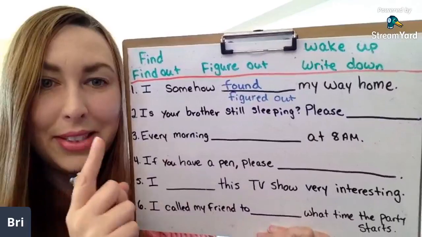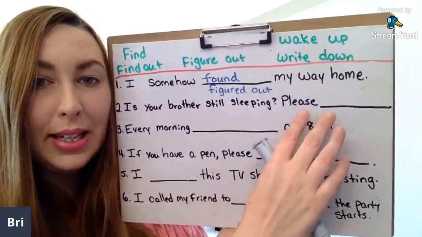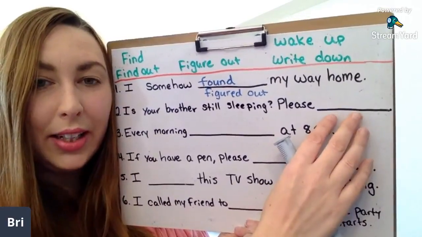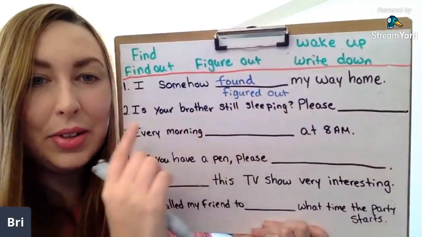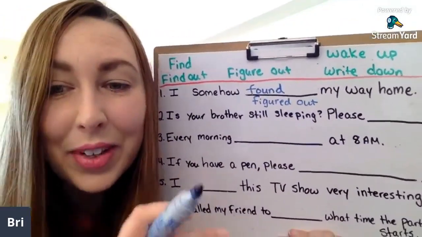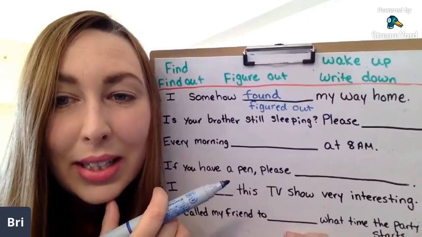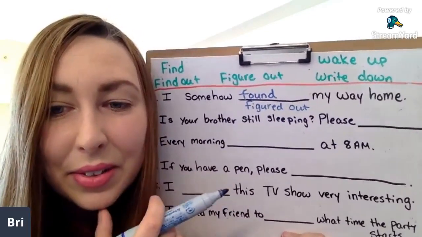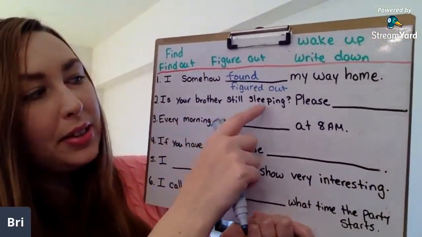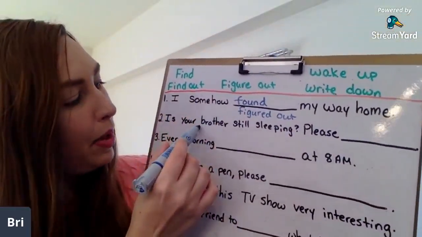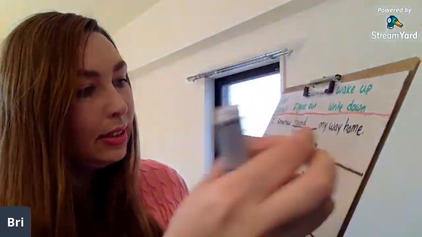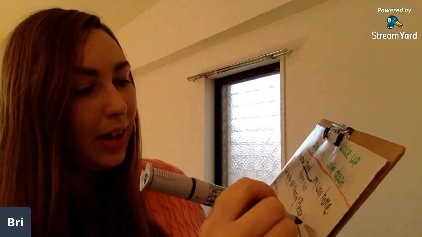Number 2, is your brother still sleeping? Is your brother still sleeping? Please. And then we're going to add an extra word in here. So number 2. Oh, very good. Oh, very good, Anna. Very good, Guadis, Nativo, Ricardo. Very good. Okay. Is your brother still sleeping? So we have your brother, right? We're going to talk about your brother. Please. I see a lot of you got it.